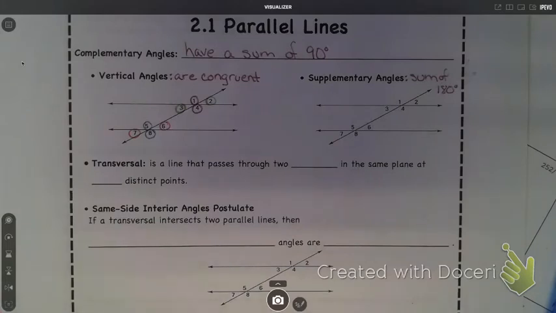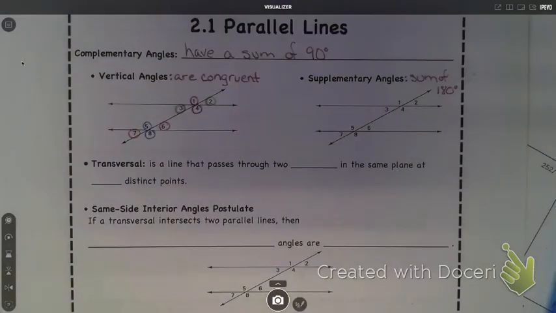I should have just put different shapes around them. Yeah, different shapes. That's what I have on my other papers, different shapes.